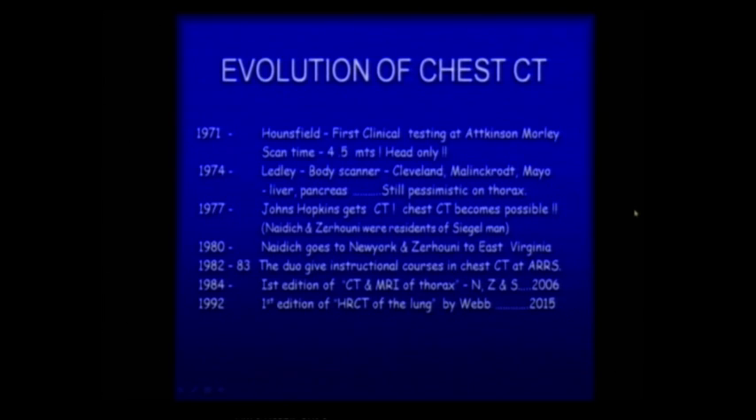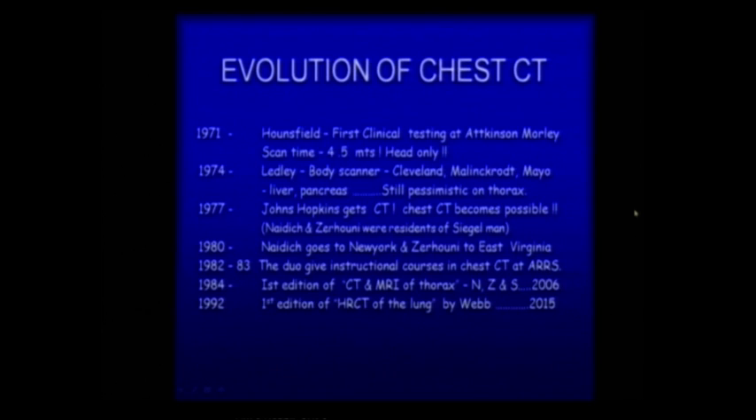So it was only in 1977, when Johns Hopkins got CT, that chest CT became possible for the first time. The two big names, as you know now, Naidich and Zerhouni, were at that time residents of Professor Siegelman. And in 1980, Naidich went to New York and Zerhouni went to East Virginia. In 1982-83, both went around different parts of Europe giving instructional courses in chest CT. It was only in 1984 that the first edition of CT and MRI of the Thorax by them came. Now we have an updated edition of 2013, which is actually the fourth edition, after 2006.